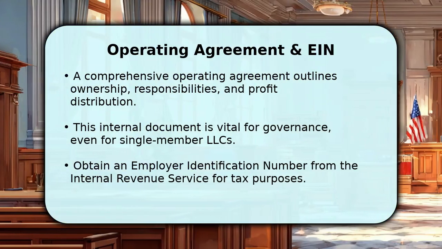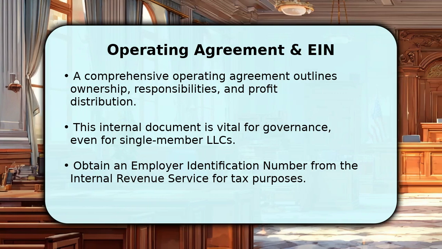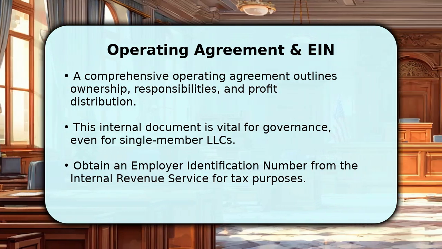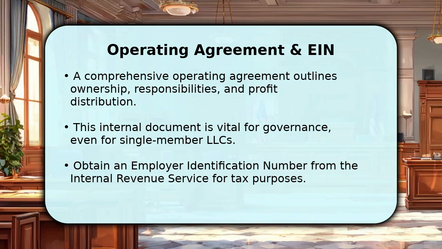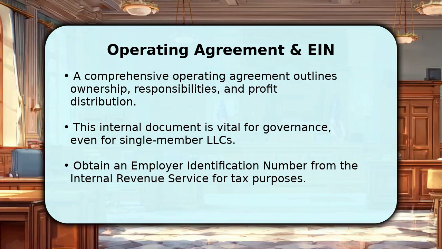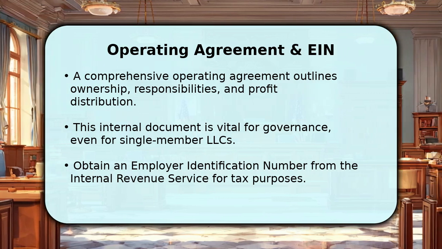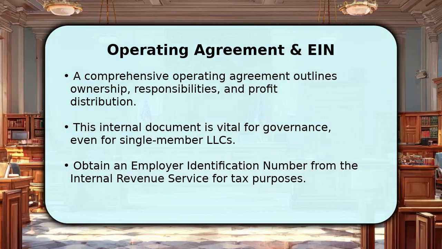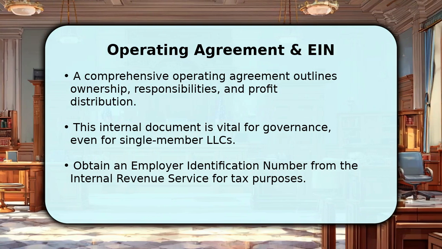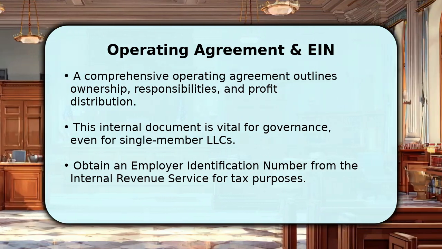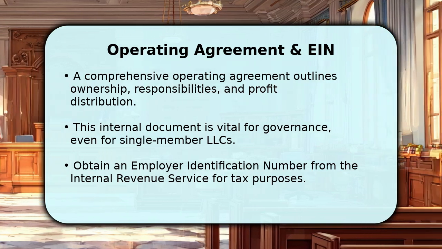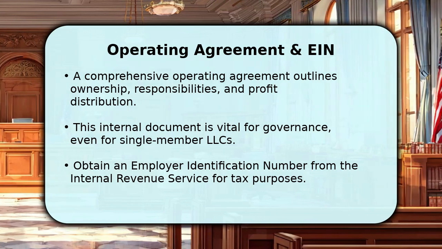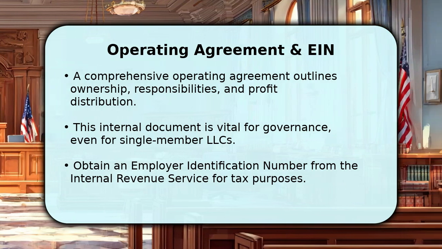An operating agreement is a critical internal document detailing how your LLC will be managed and operated. It defines member roles, voting rights, and how profits and losses are distributed, safeguarding your business relationships. Additionally, you will need to acquire an employer identification number, often called an EIN, from the Internal Revenue Service. This 9-digit number is essential for federal tax purposes and opening a business bank account.